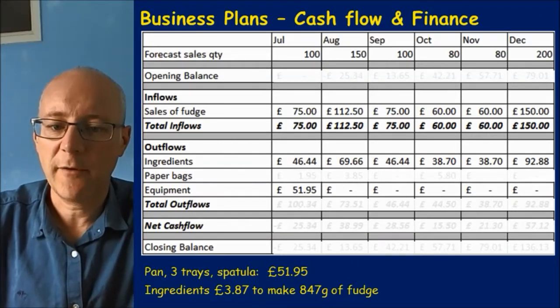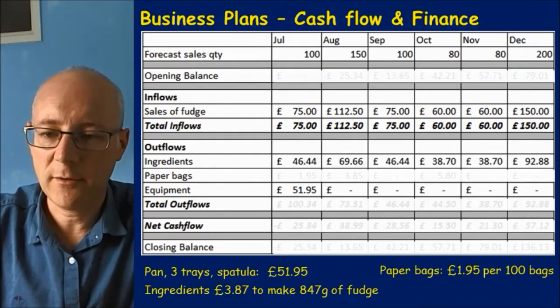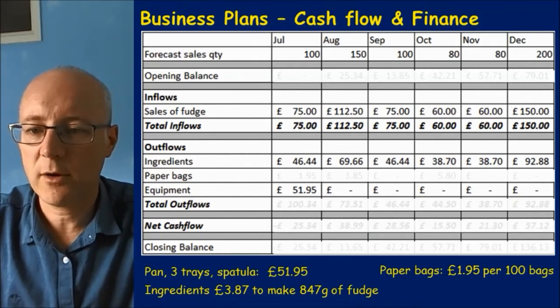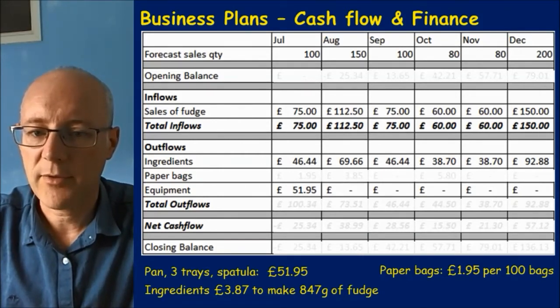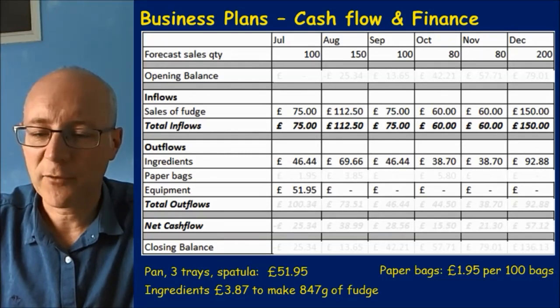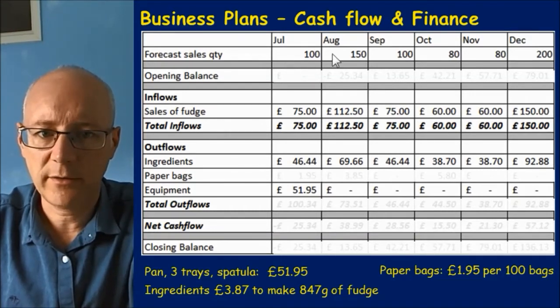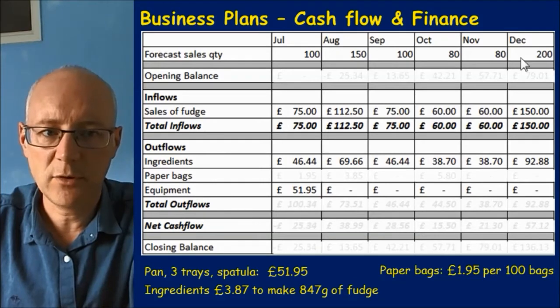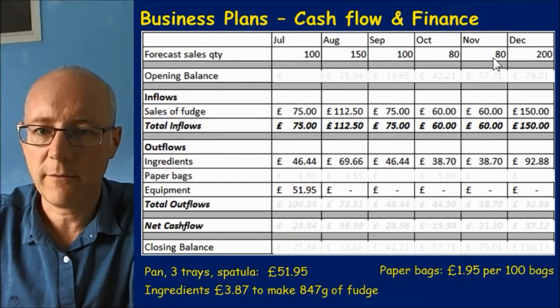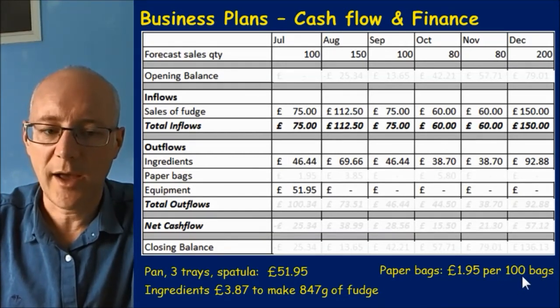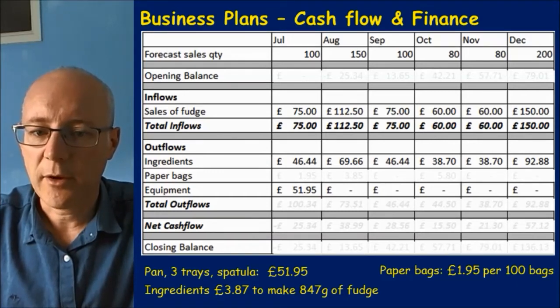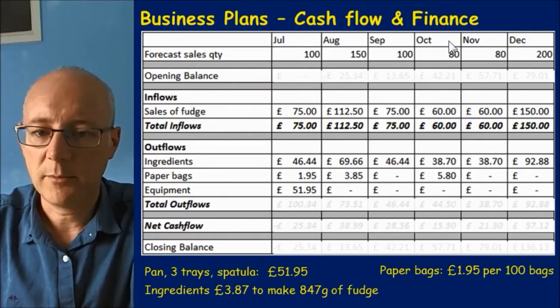Finally, for my outflows, I've got my paper bags. So paper bags, if you remember, were costing £1.95 for 100 bags from eBay. And so that's working out to be about 2p per bag, but I've got to buy them in packs of 100. Okay, now if we add up the figures across the top here, that actually comes to just over 700 bags of fudge altogether. So I'm going to have to buy altogether 800 bags because I can only buy them in packs of 100. So therefore I've decided I'm going to buy 1 pack of 100 in July because that will do my July orders.